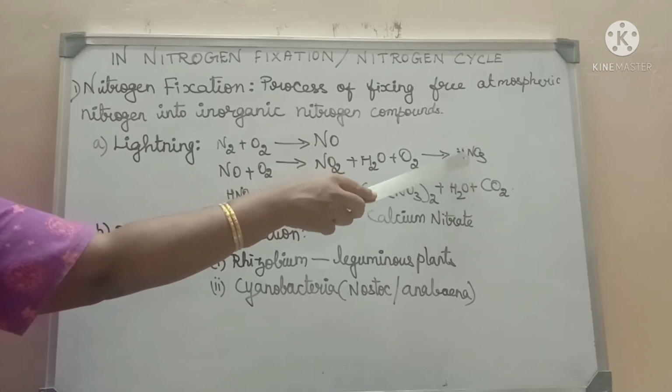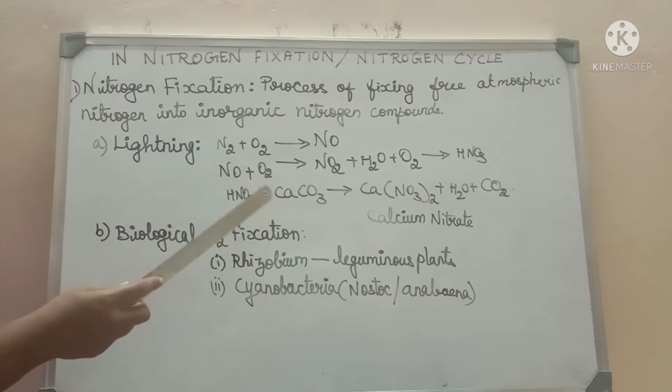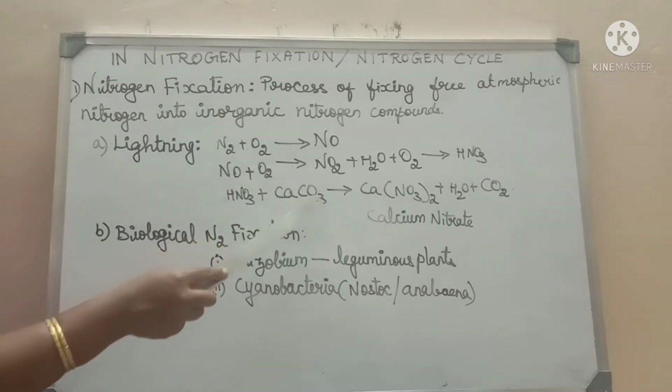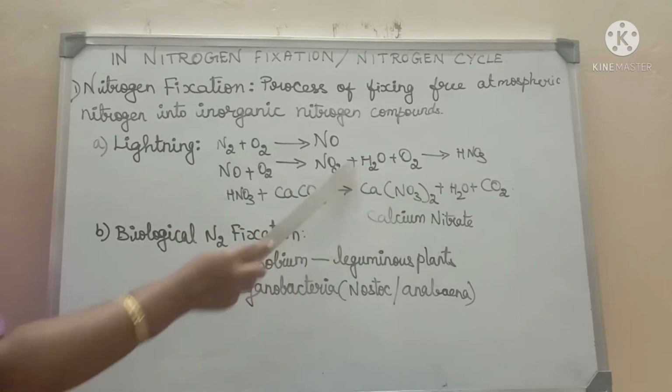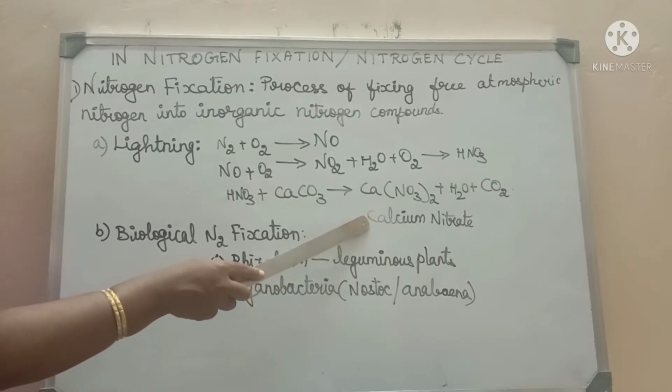This nitric acid is brought down to the soil through acid rain or by the process of precipitation. Now this nitric acid combines with calcium carbonate present in the soil and forms calcium nitrate. Now this is readily absorbed by the roots of the plants.